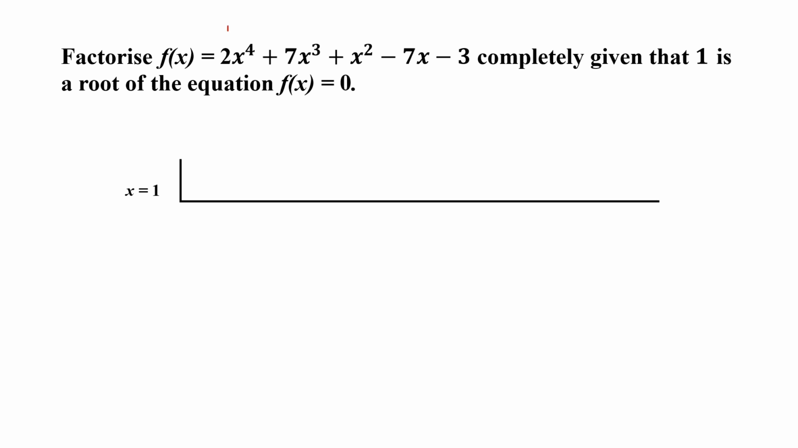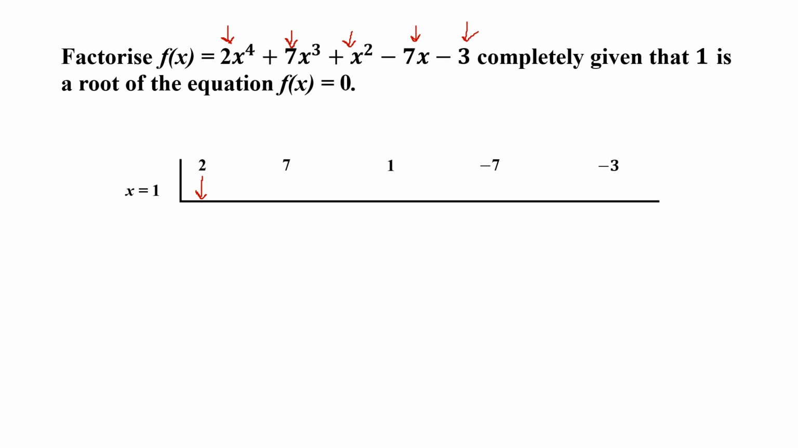So this will be the first coefficient that we are going to take. In this case, the first coefficient is 2, followed by 7, followed by the coefficient of x squared here, which is 1. Followed by 1, the coefficient of x here is minus 7, and the constant is minus 3. Right, then from there we are going to drop this as it is.